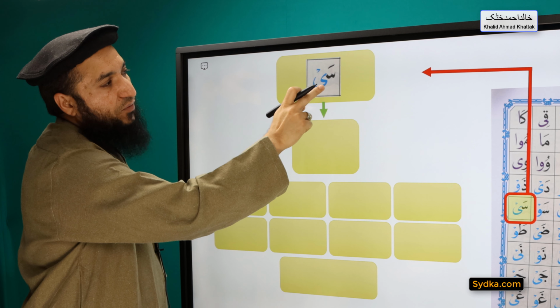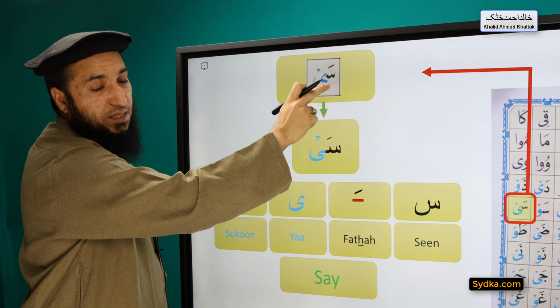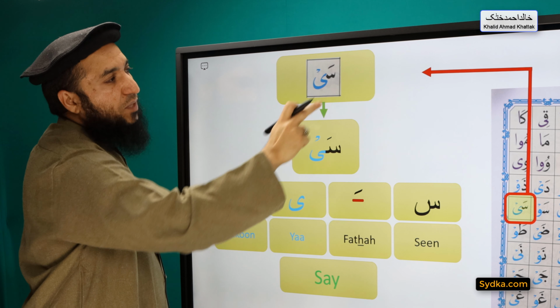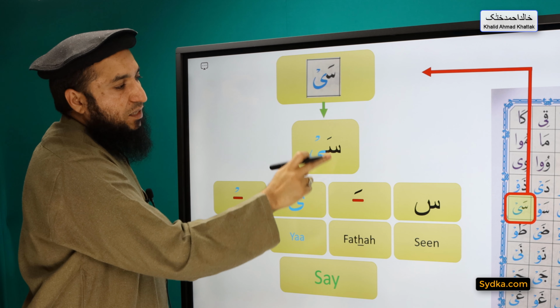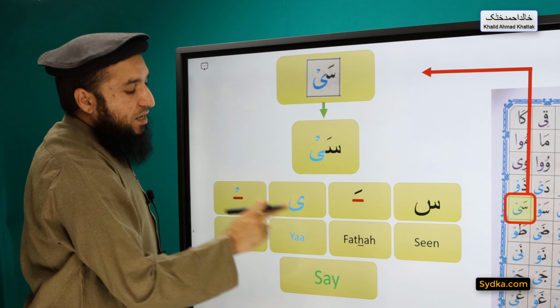The next syllable we have is Sin Fatha Ya Sukoon Say. Sin is a light letter. It has Fatha on top of it. It is followed by Ya, and Ya has a Sukoon. Sin Fatha Ya Sukoon Say.